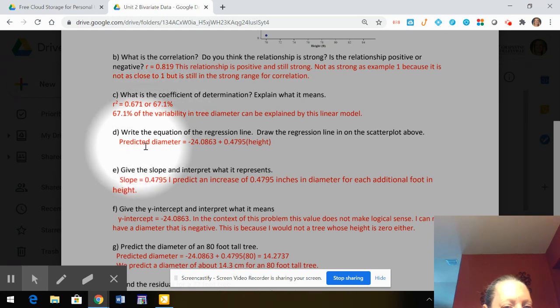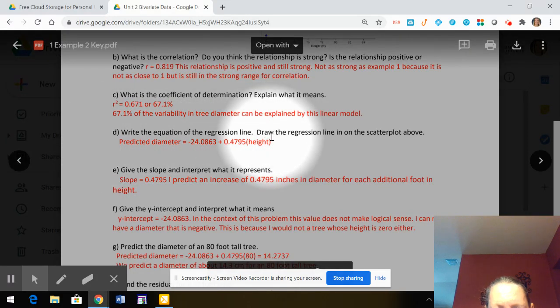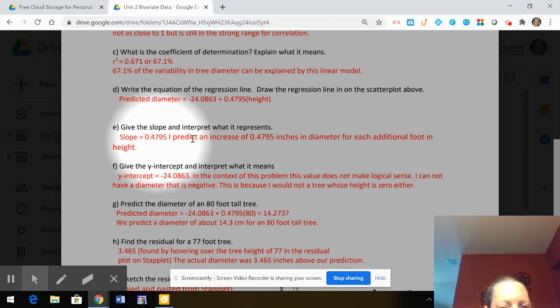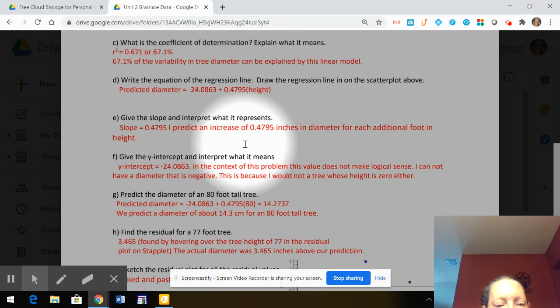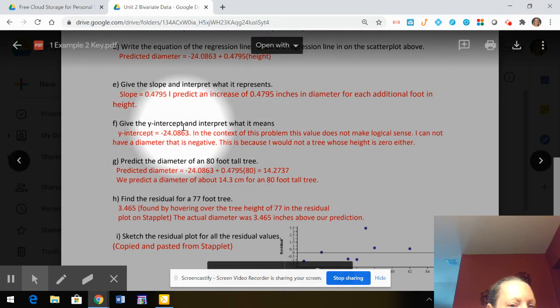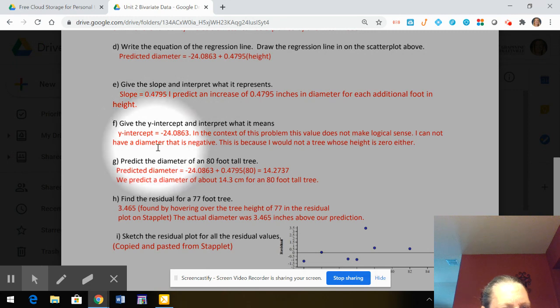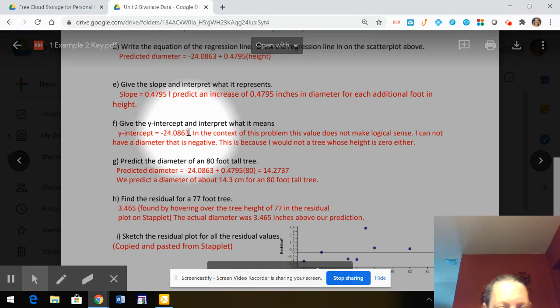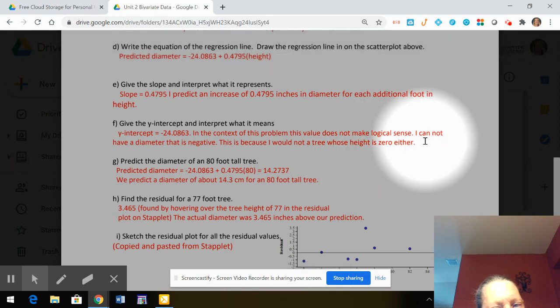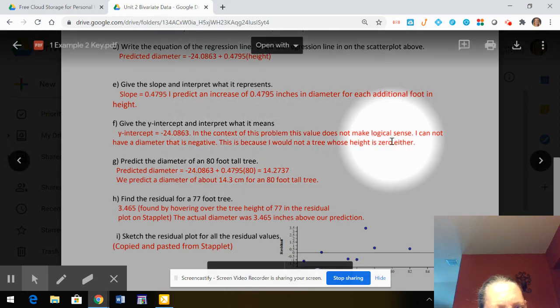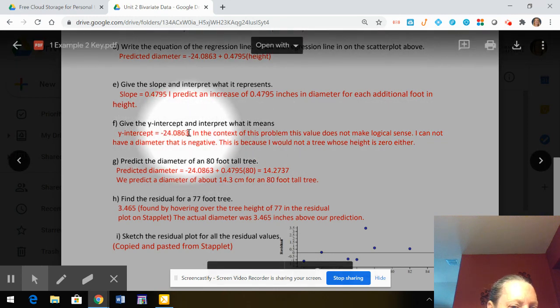Here's my regression equation, again replacing X and Y in my equation from Statlet. My slope: I predict an increase of about 0.48 inches in diameter for every additional foot of height that the tree has. Now watch carefully, because sometimes your y-intercept doesn't make any sense. It doesn't make sense to say that at 0 height, I have a diameter that's negative. That's silly. But you have to remember that we're not going to have a tree that's 0 feet tall either. So if 0 doesn't make sense for X, your y-intercept probably isn't going to make sense either.